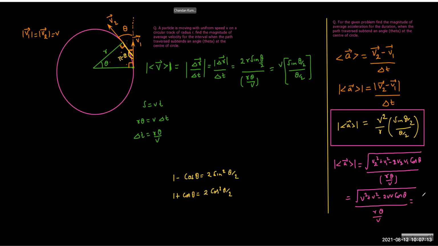And I hope you can get from here. So I can write this as 2v sine theta by 2. And so you'll get the answer v square by r. Okay, so this is the answer. I hope this is clear. Tell me, guys, if you have any doubt. Mistakenly I wrote the denominator part as r theta by 2. So that's what I got.